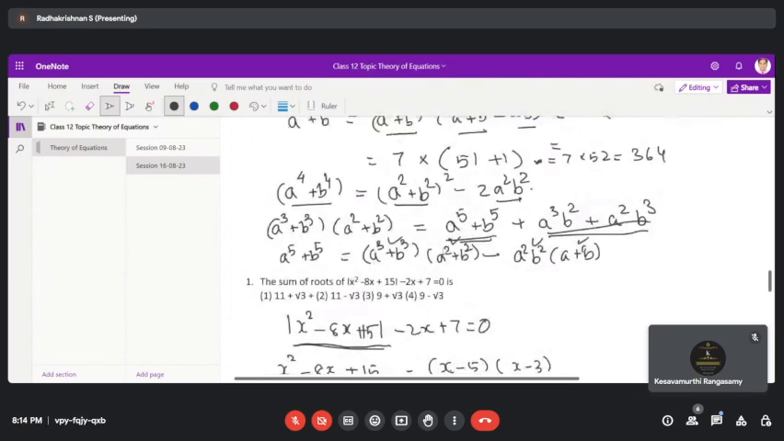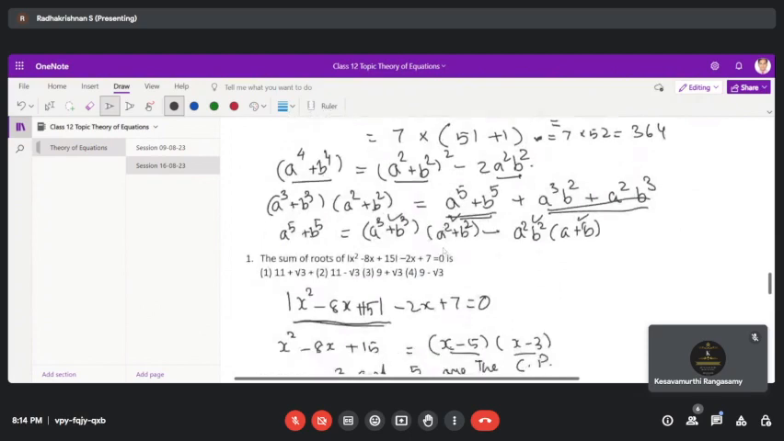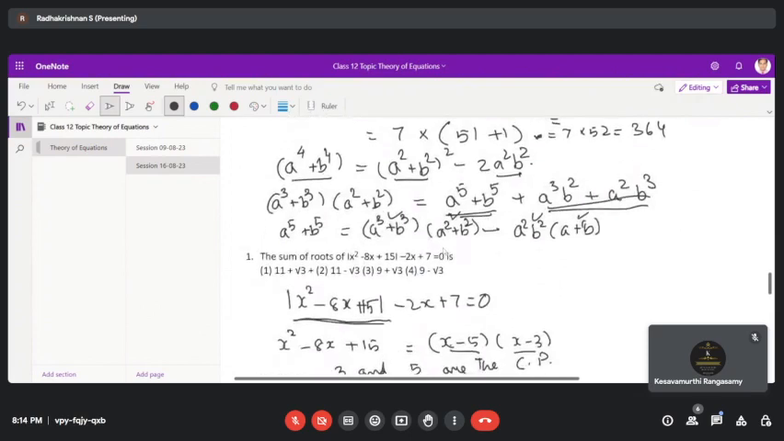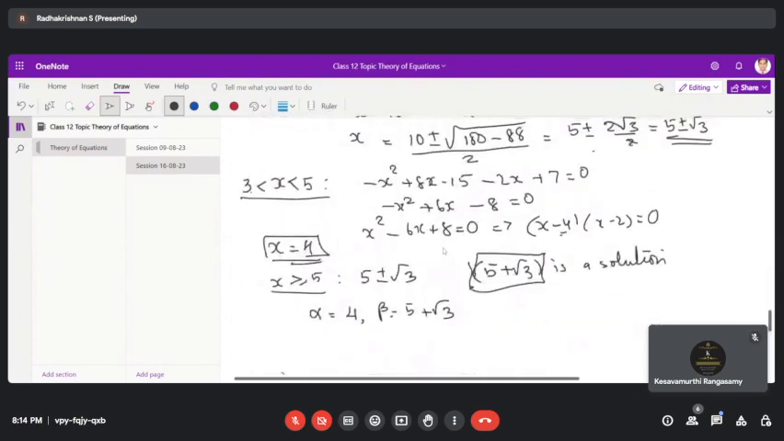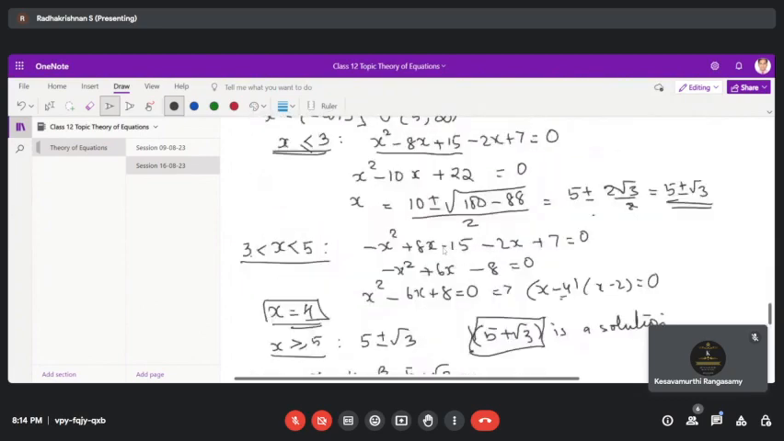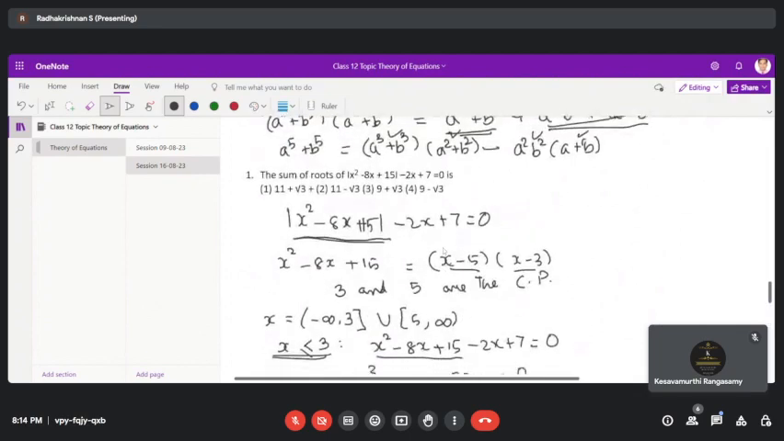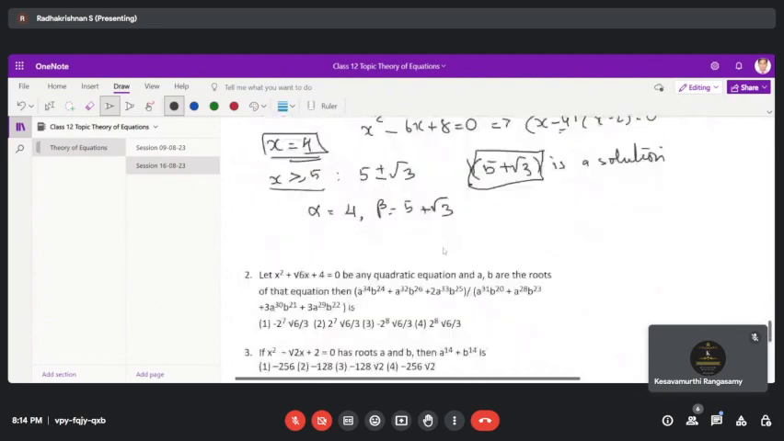So what is asked? The sum of the roots. Sum of the roots will be 9 plus root 3. Option 3. That's it.